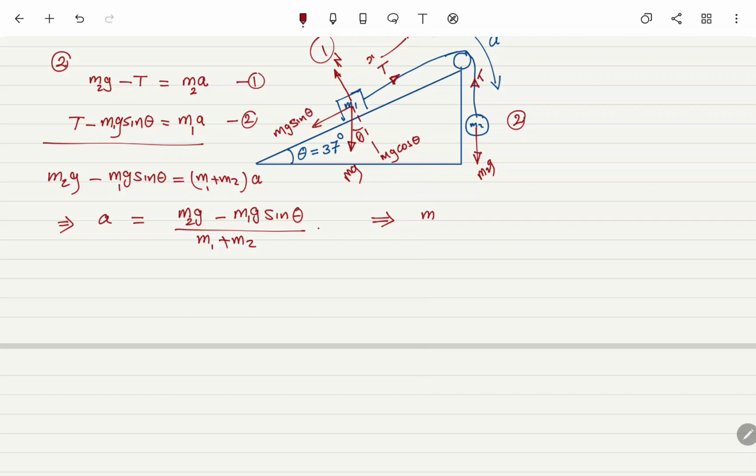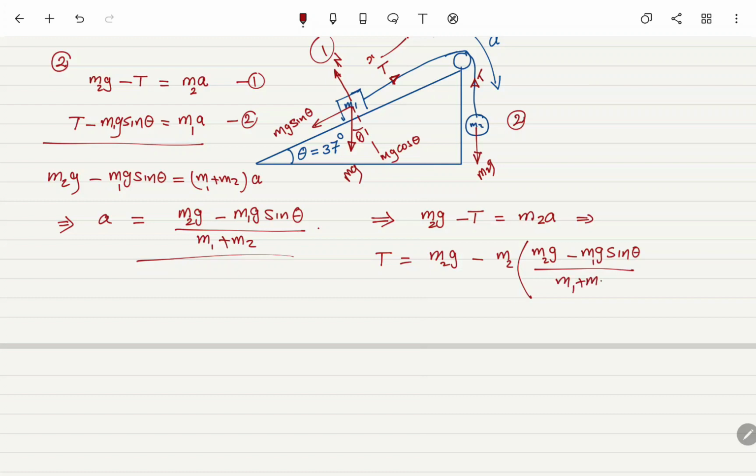So m2g minus tension equal to m2a, or tension in this case is equal to m2g minus m2 times the acceleration we just calculated here, m2g minus m1g sine theta divided by m1 plus m2. Just substituting the numbers, you will get tension in this case equal to 16 Newton.